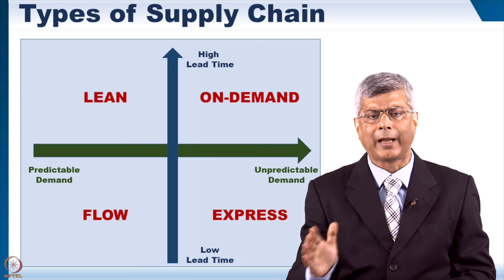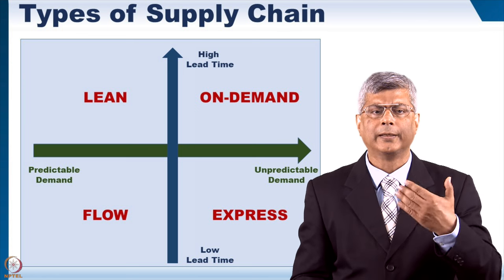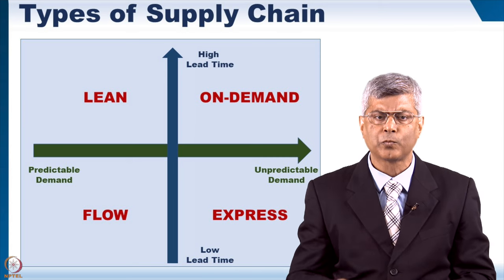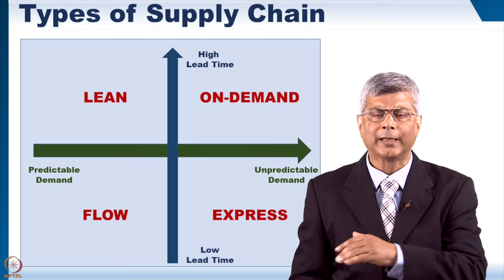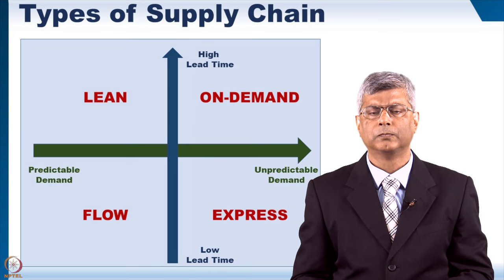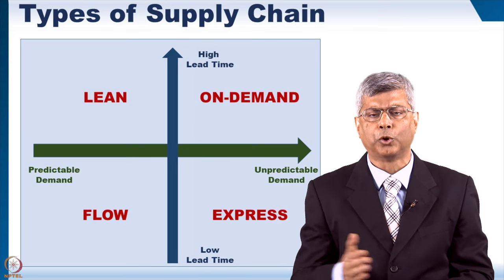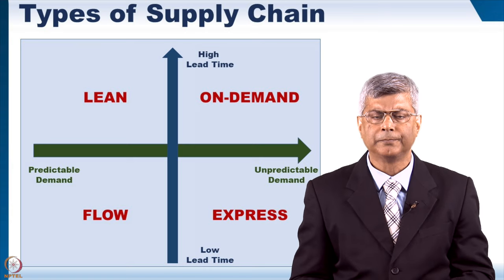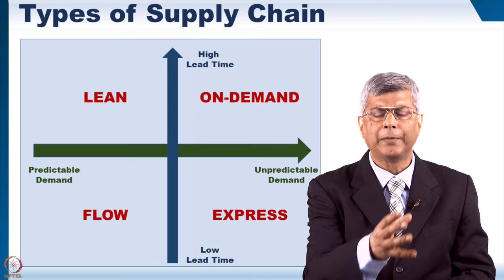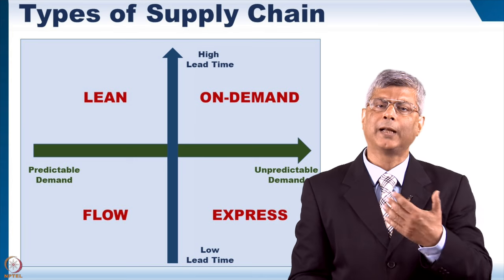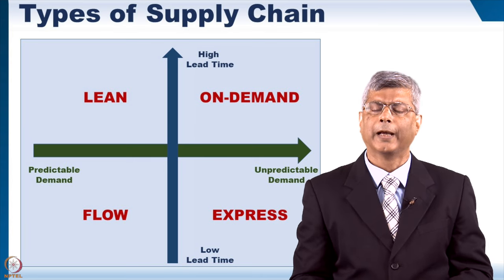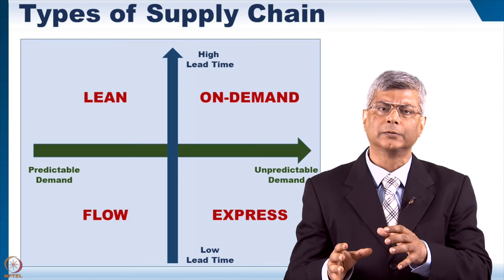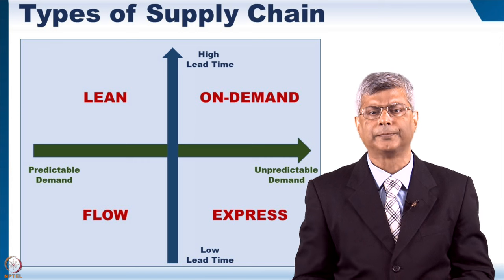And then you get into the right side, where the lead time is high, so it takes time, but the demand is unpredictable. So it's not like sugar or soap or shampoos or rice or atta. It's not like a stable car company, but it's an unpredictable demand. And it's got a high lead time. So nobody will then keep it and make it. For example, aeroplanes.